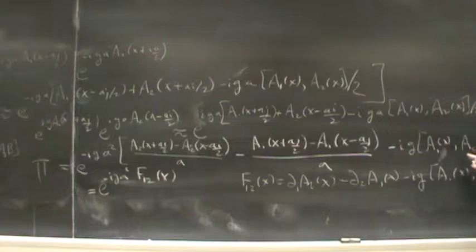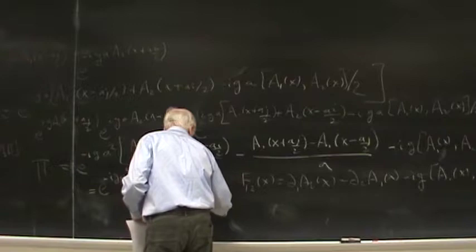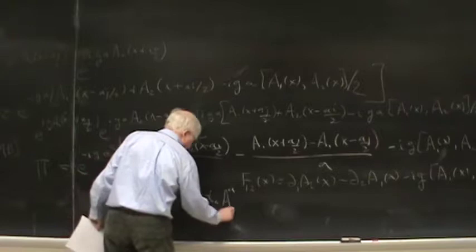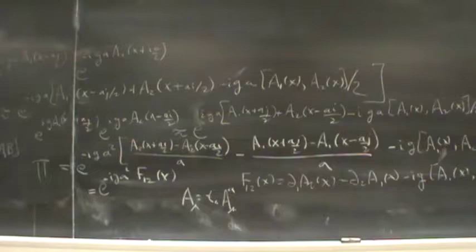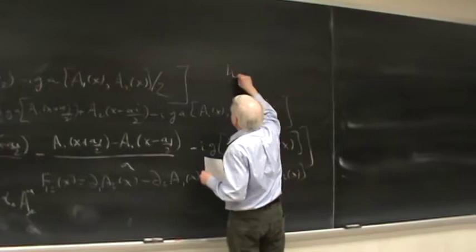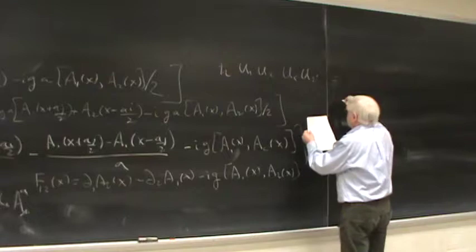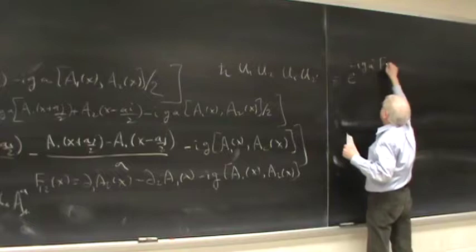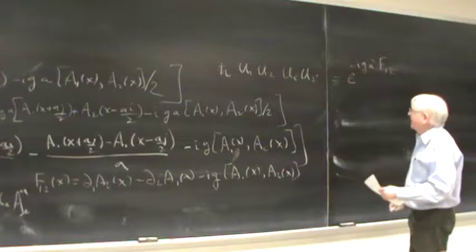And these A's are always A is T little a, say. Okay, so what we see then is that this trace, we can call it the Wilson trace, U1, U2, U1 prime, U2 prime, is e to the minus ig a squared, the f12, a lattice version of f12, where f12 is this big thing inside the square brackets. And it's a trace. We still have a trace here.